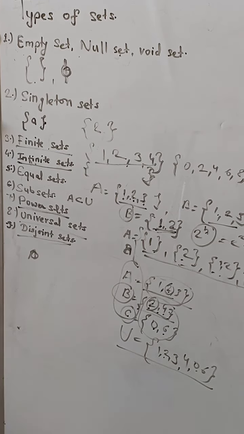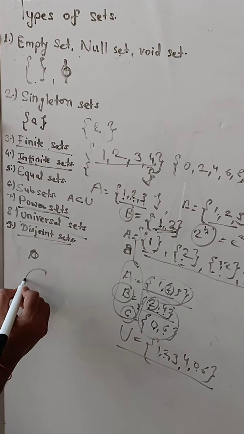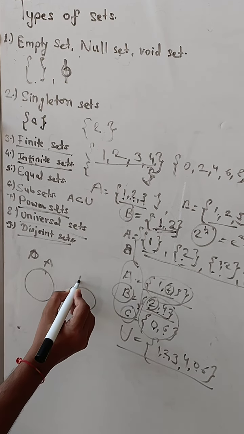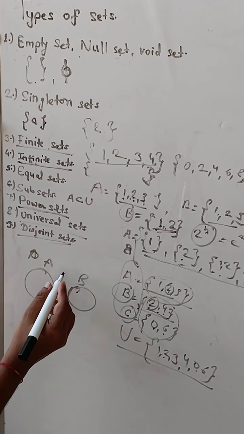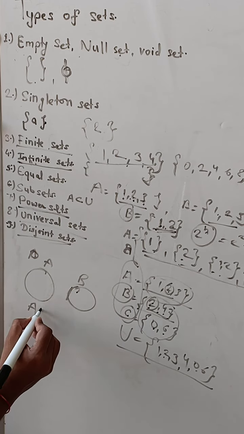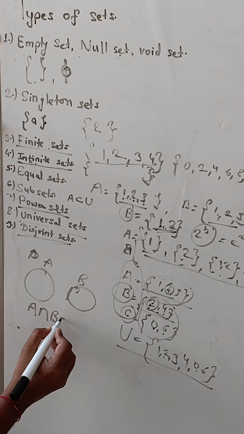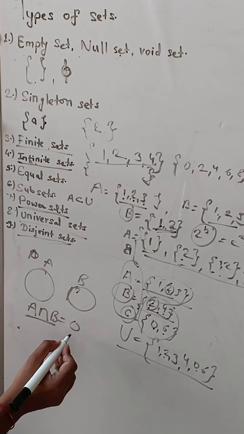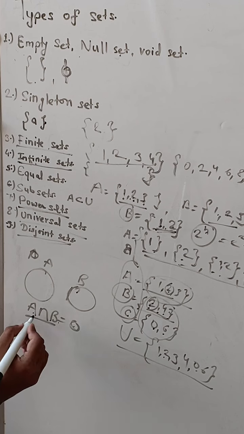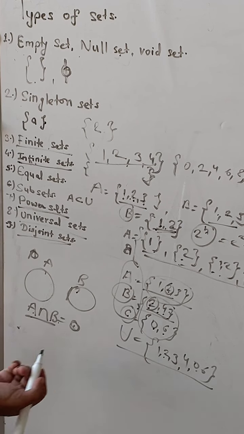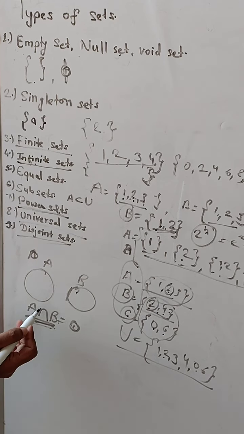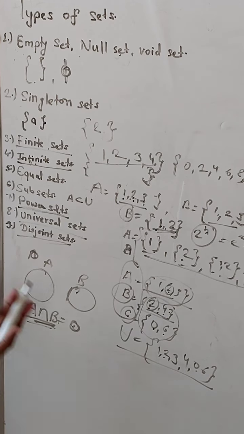And if you have to draw a diagram of disjoint sets, how will you draw it? A and B, since nothing is common, they cannot overlap. And sometimes you can also say that A intersection B is empty. None of the elements are present in both sets. So that's how you can take it mathematically. A intersection B is empty, so they are disjoint sets.